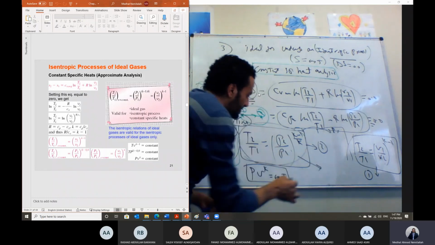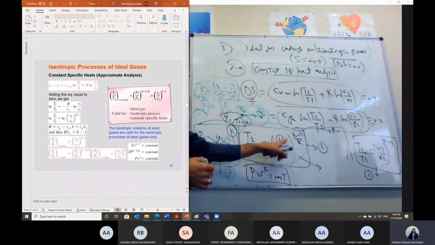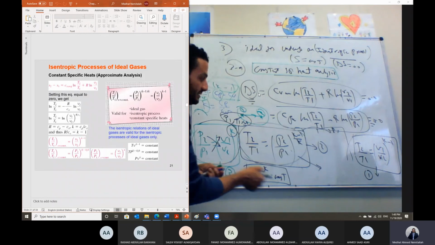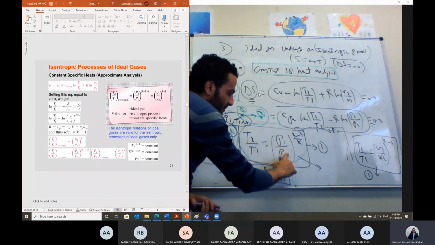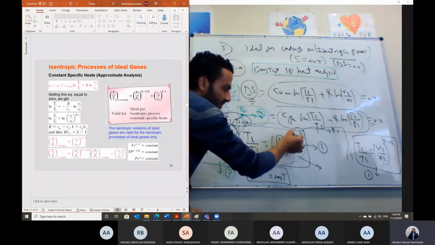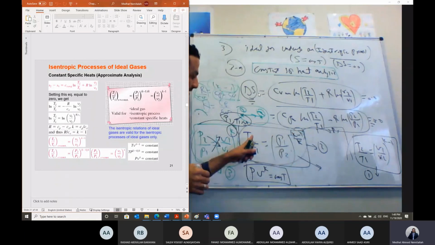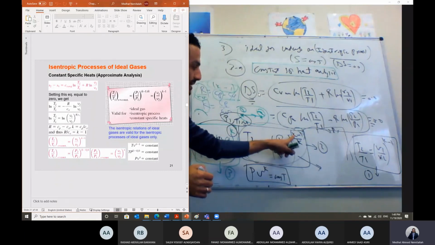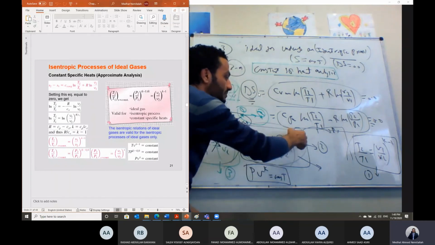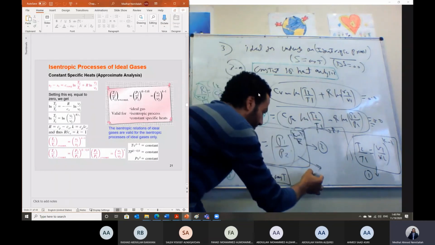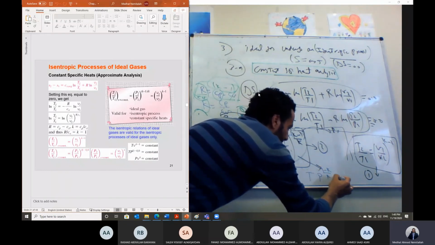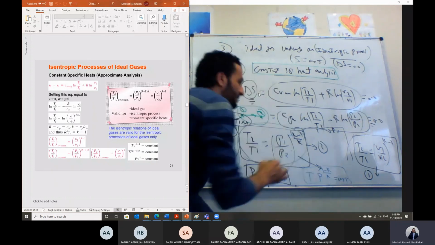But for this process, based on this equation, T2 over T1 is equal to P2 over P1 to the power (k minus 1) over k. We can make it P1 over P2, but we should have a negative sign here. So we can say in this case T2 P2 to the power minus (k minus 1) over k, which is actually (1 minus k) over k, will equal T1 P1 to the power (1 minus k) over k. Or we can generalize and say T multiplied by P to the power (1 minus k) over k should be constant at any case.